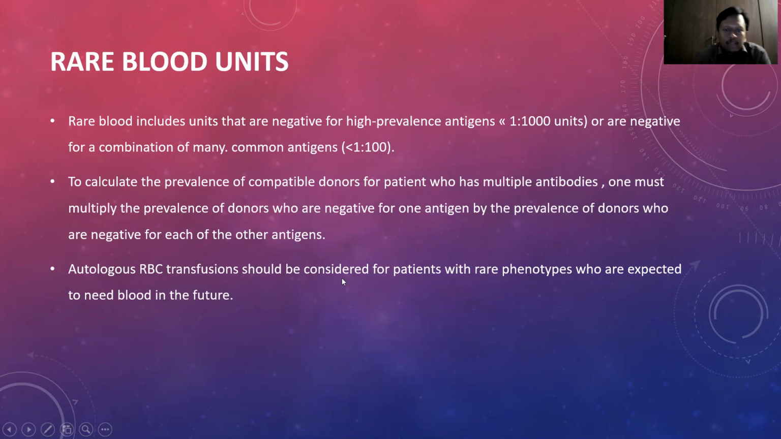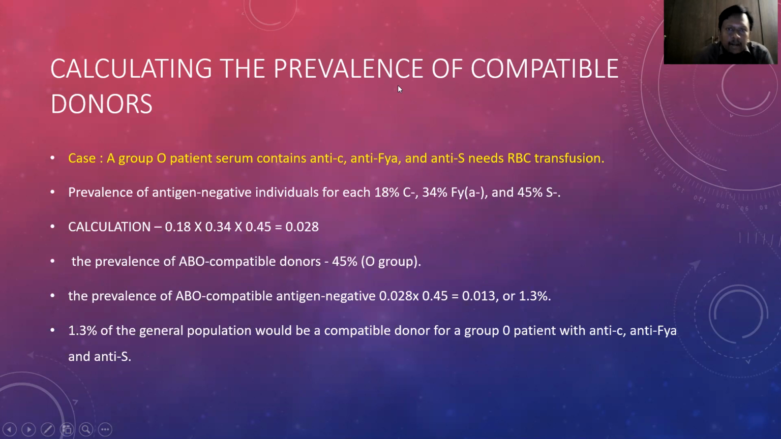Autologous RBC transfusion also should be considered for patients with rare phenotypes who are expected to be bled in the future. So it's a very simple calculation of the prevalence of compatible donors. For example, a group O patient whose serum contains small c, Duffy a and capital S needs RBC transfusion. We are going to calculate the prevalence for each of these antigen negative individuals. For example, c negative individuals is 18%, Duffy a 34%, and capital S is 45%. So we are calculating 0.18, 0.34 and 0.45.